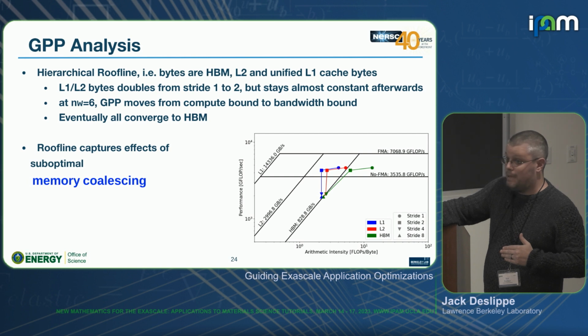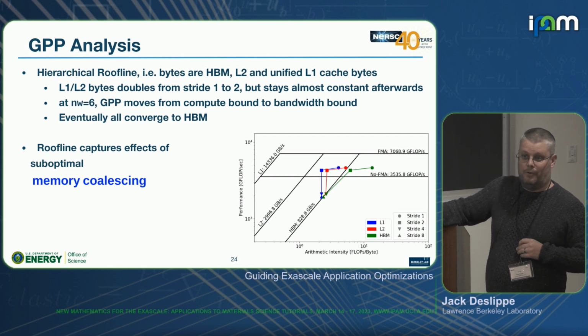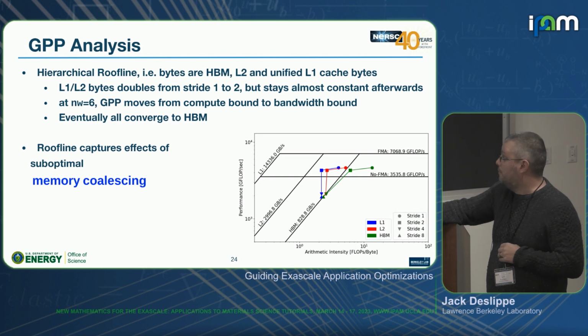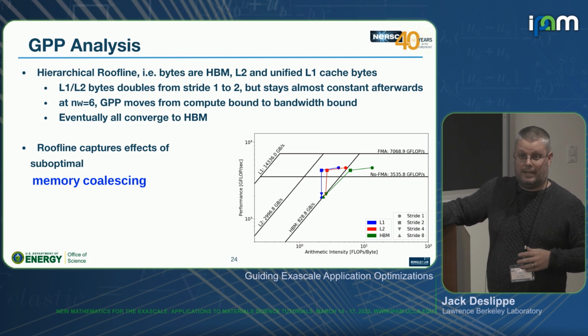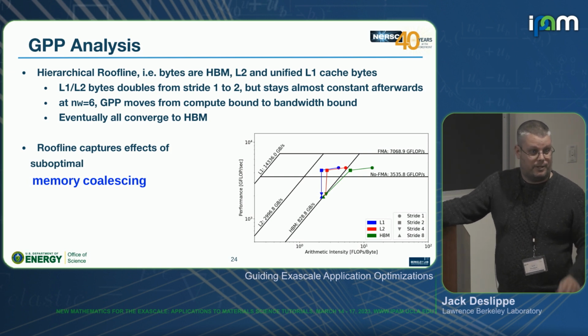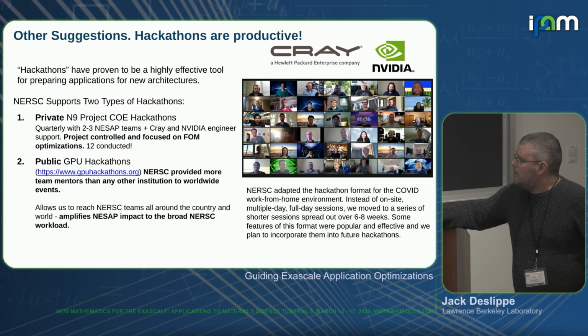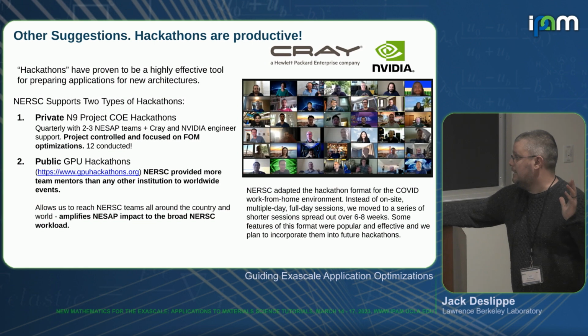So if you're on one of these bandwidth ceilings, vectorizing your code isn't going to make any difference because you're limited by bandwidth, for example. And vice versa, if you're over here, you don't need to make a cache blocking optimization because you're not limited by bandwidth.